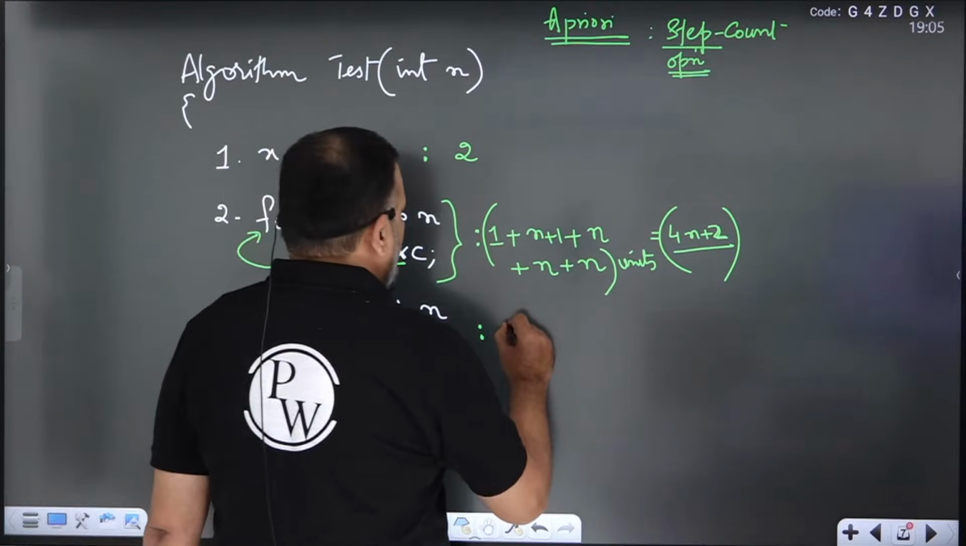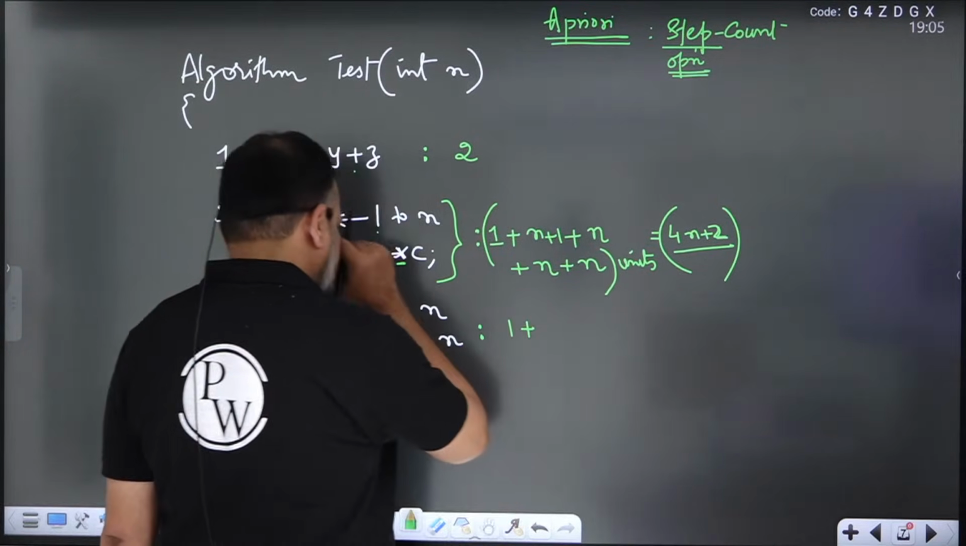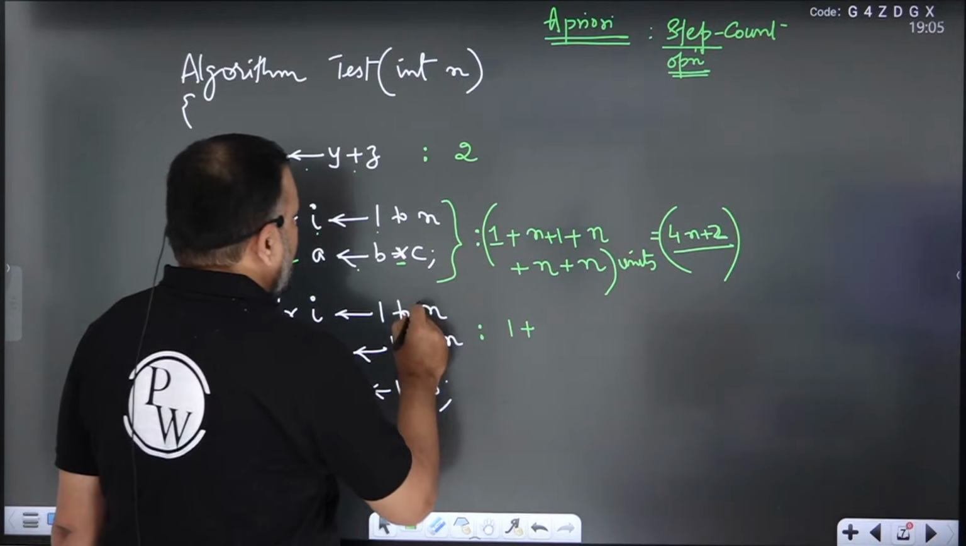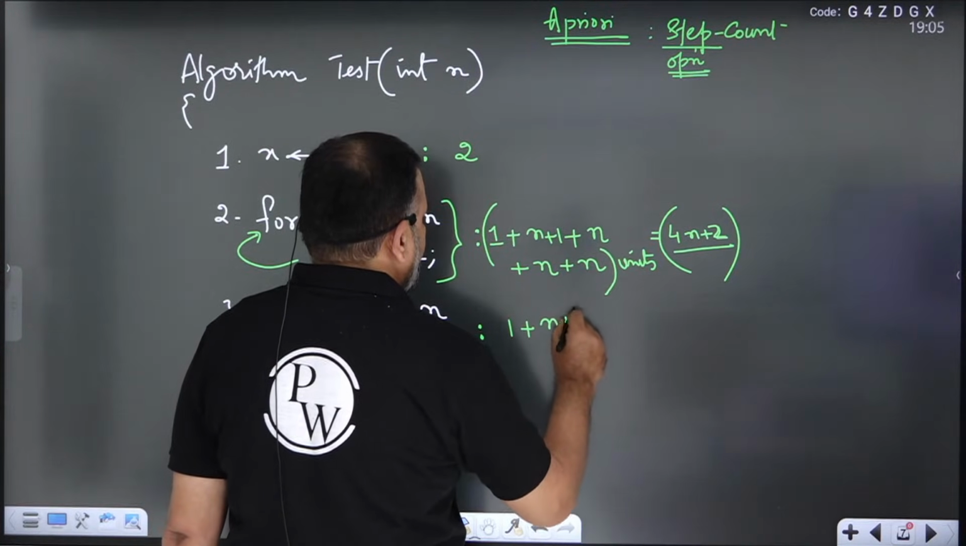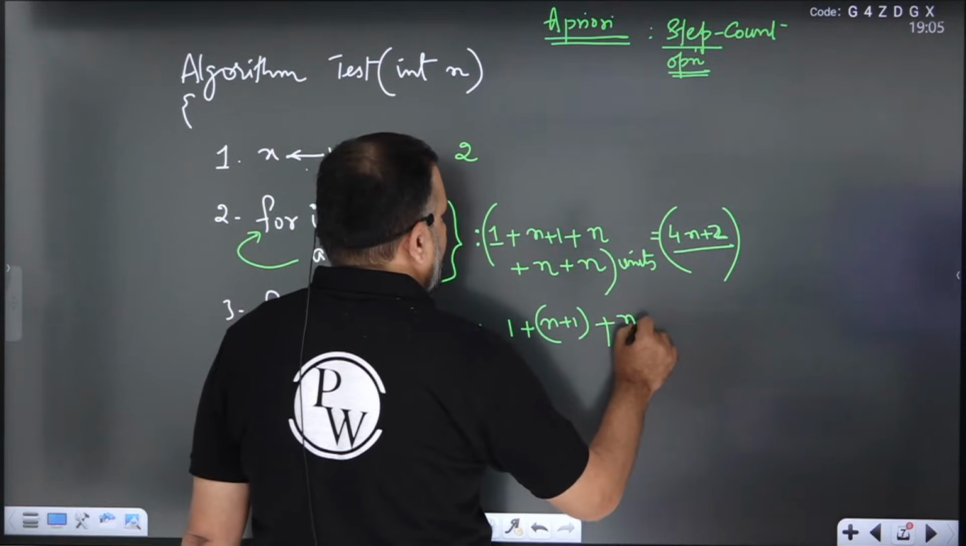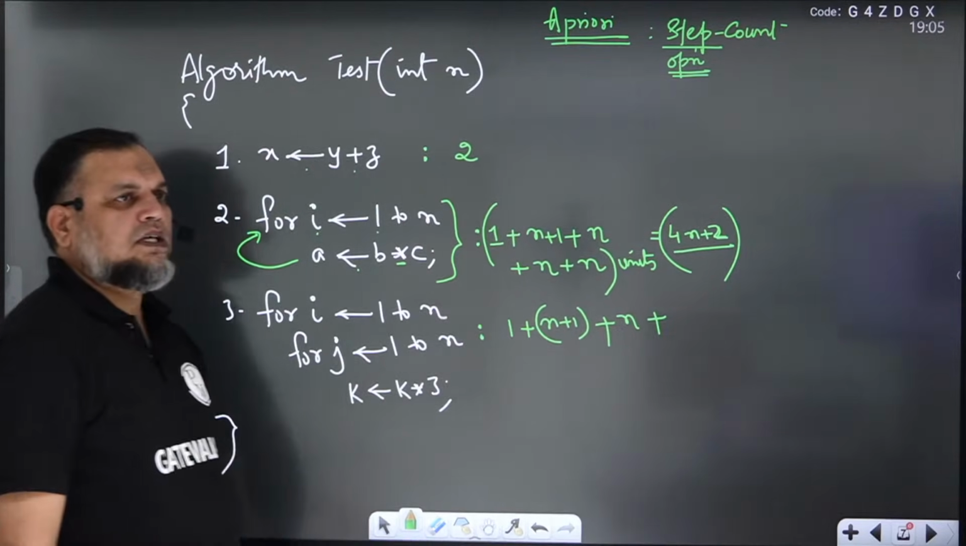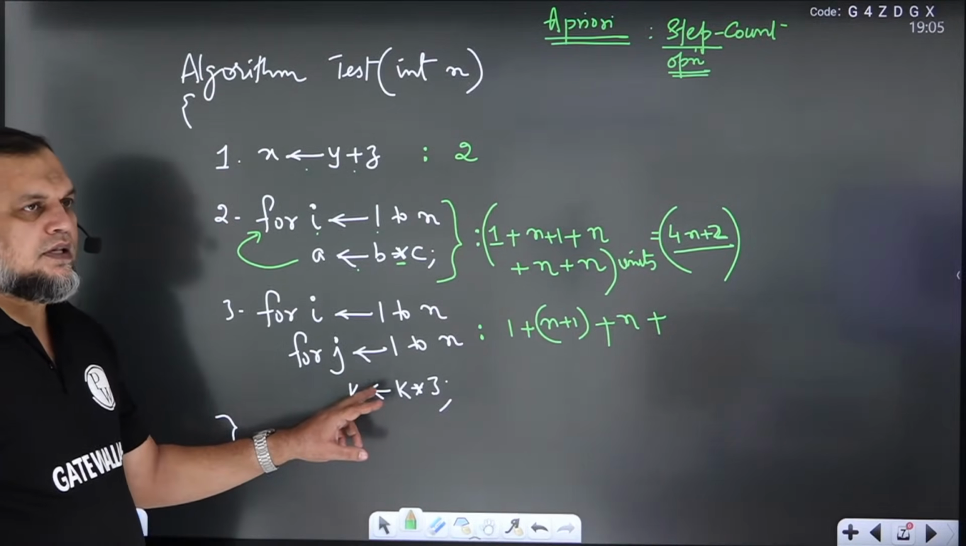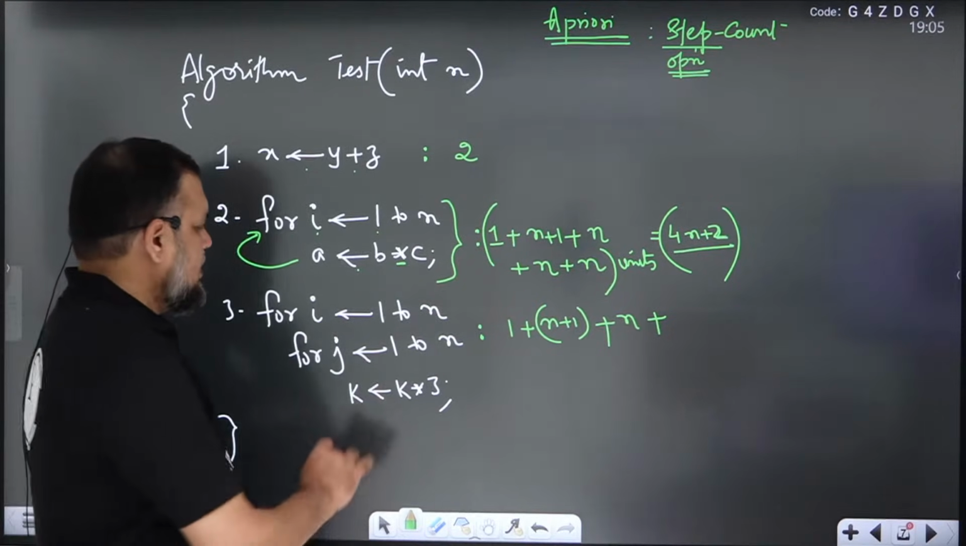Initialization i is equal to 1 is done one time, plus comparing i with n is done n plus 1 times, plus incrementing i is done n times, plus, boys and girls, be careful. यहाँ पर student confuse हो जाते हैं. Be careful, I am drawing your attention.